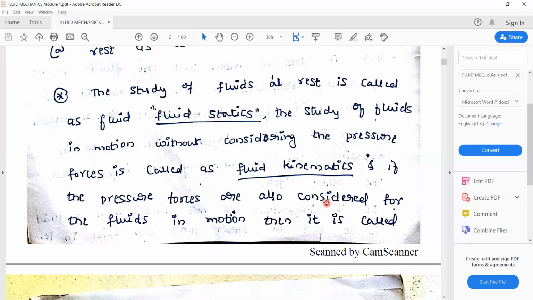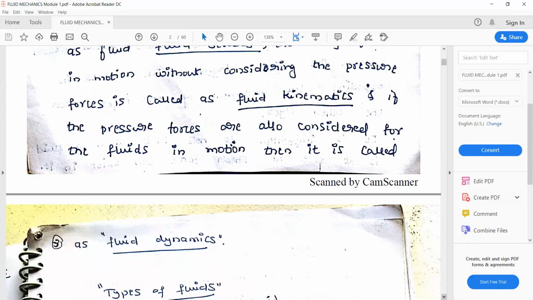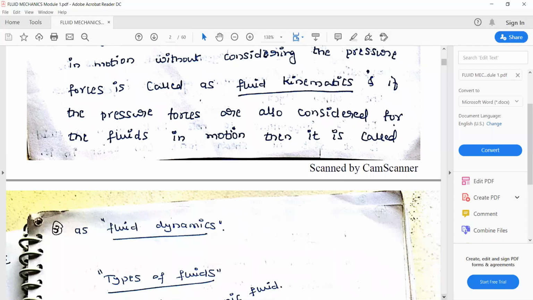I'll tell you what fluid kinematics is. In fluid kinematics, we are going to study the behavior of the fluid when the fluid is in motion, but we will not consider the forces causing the motion. That is fluid kinematics. Then what is fluid dynamics? In fluid dynamics, we also study the behavior of the fluid when the fluids are in motion, and we also consider what the forces causing the motion are. That is nothing but fluid dynamics.